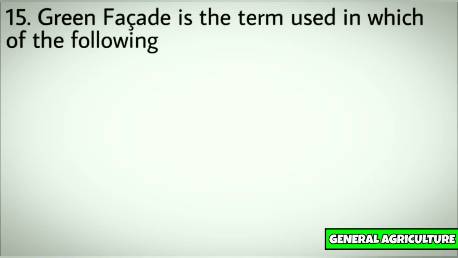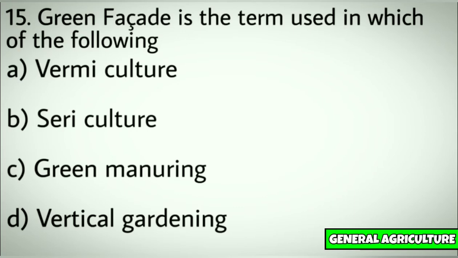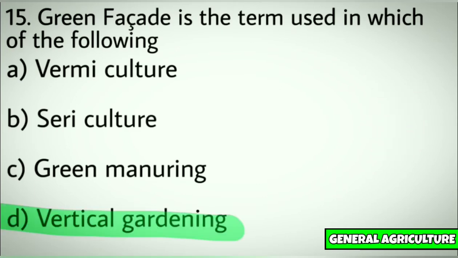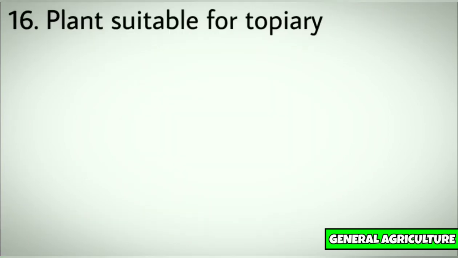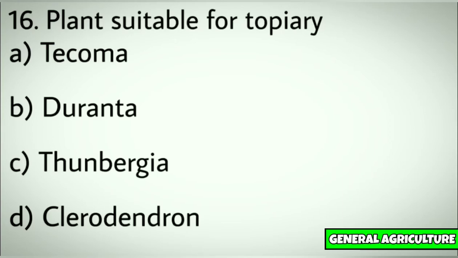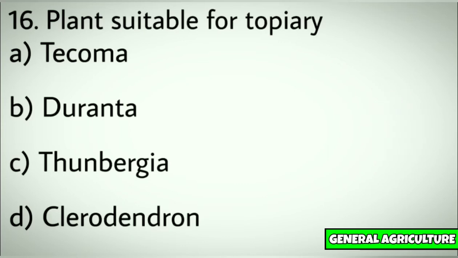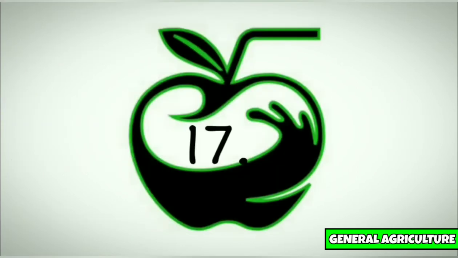Question number 15. Green facade is the term used in which of the following? Options: A. Vermiculture, B. Sericulture, C. Green manuring, D. Vertical gardening. Correct answer: D. Vertical gardening. Question number 16. Plants suitable for topiary. Options: A. Ticoma, B. Duranta, C. Thunbergia, D. Clerodendron. Correct answer: B. Duranta.